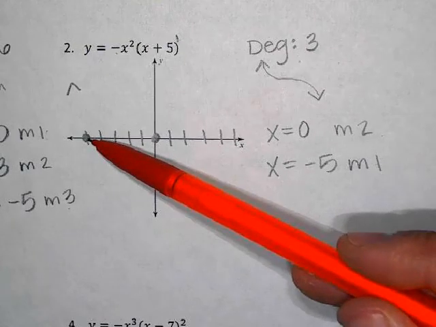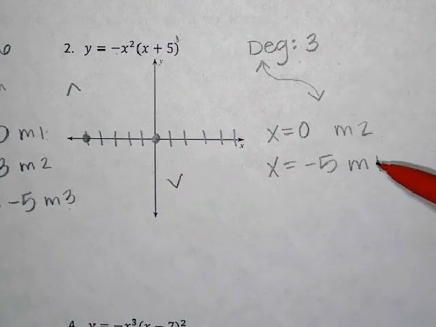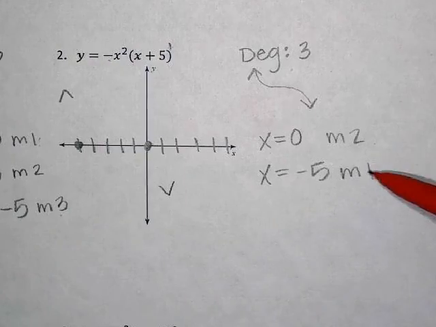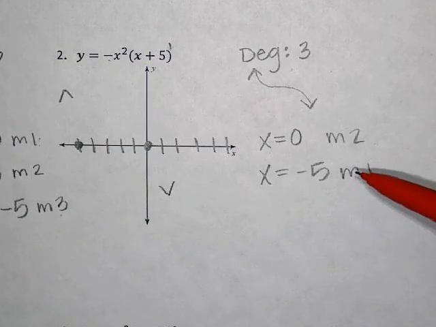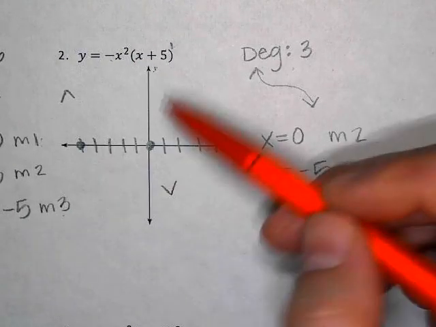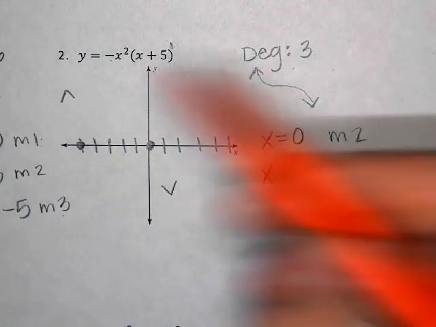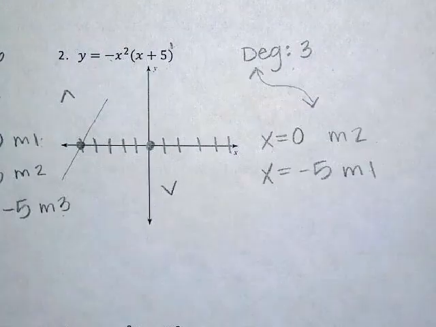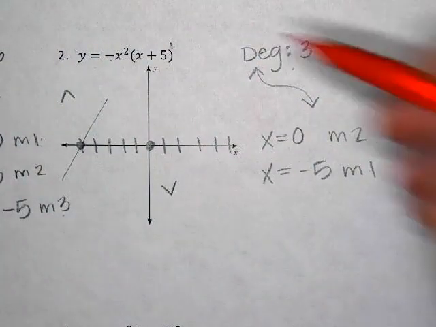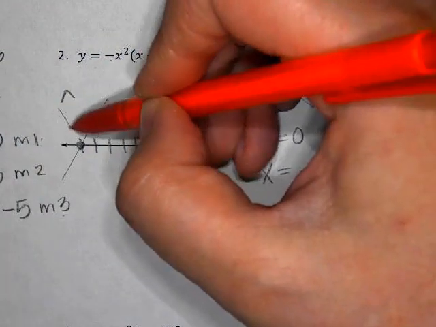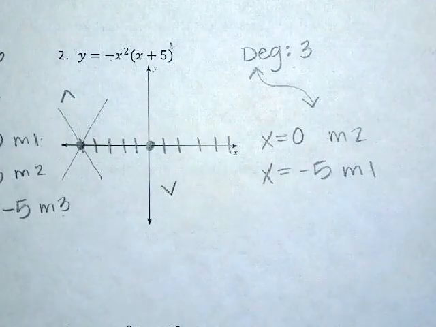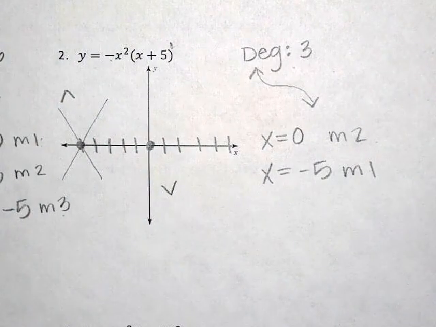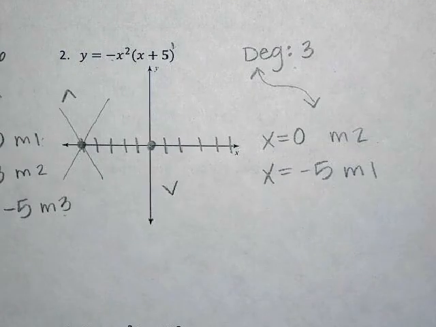So I have 2 options. When I draw my line through -5, my line can go like this to connect to my arrow, or my line can go like this to connect to my arrow. Which one? First one or second one? The second one makes more sense. Okay, so I'm going to draw my line like this. There's my arrow. Okay.